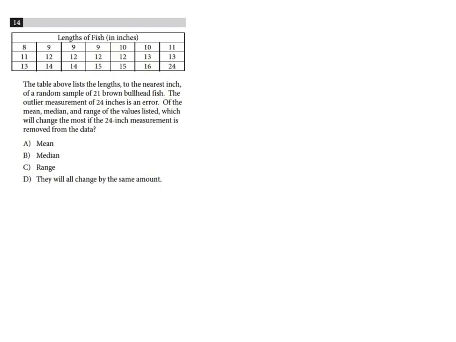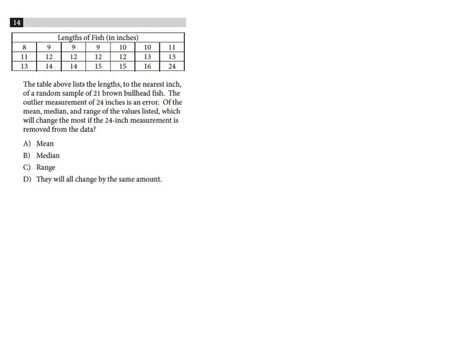Okay, number 14. We're looking at the table here. It shows the length of fish in inches. And the table above lists the lengths to the nearest inch of a random sample of 21 brown bullhead fish. The outlier measurement of 24 inches is an error. Of the mean, median, and range of the values listed, which will change the most if the 24-inch measurement is removed from the data?